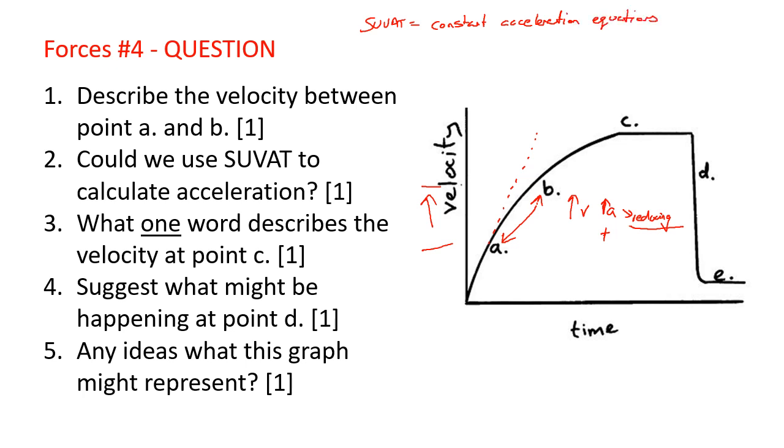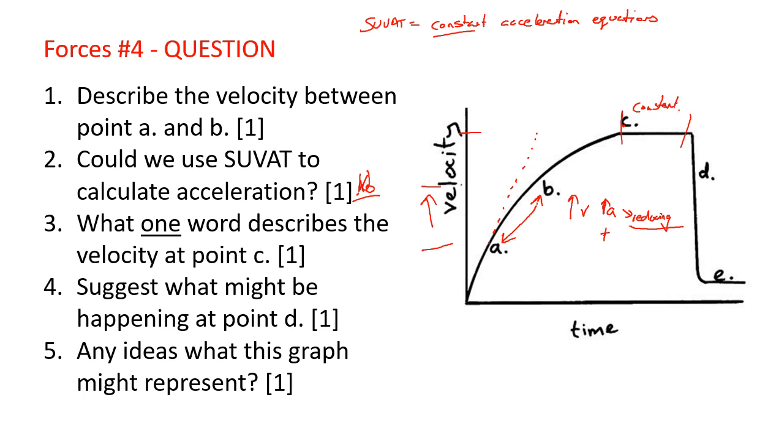Is our acceleration constant? No, so we cannot say that. That's all because of constant acceleration. What one word describes the velocity at point C? Point C is roughly in there. Well, velocity hasn't changed. It's constant. And that's the only word you really want to be using in this context.